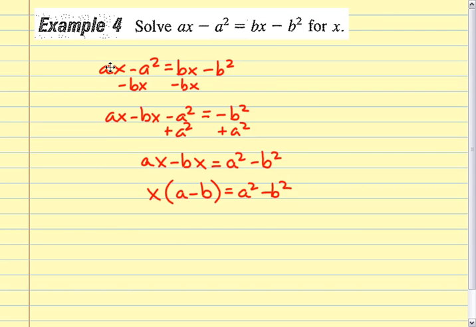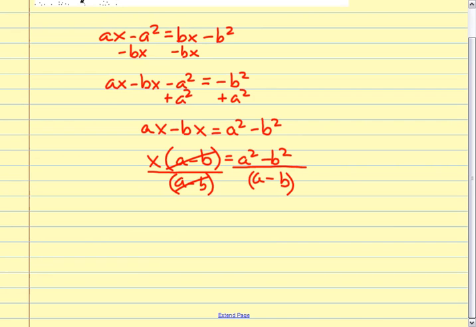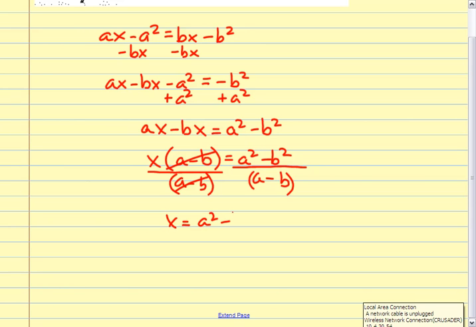Exactly. To get the x by itself, I need to divide this side by a minus b and this side by a minus b. So what happens to those two? They just cancel, and it leaves me with x equals (a squared minus b squared) over (a minus b).